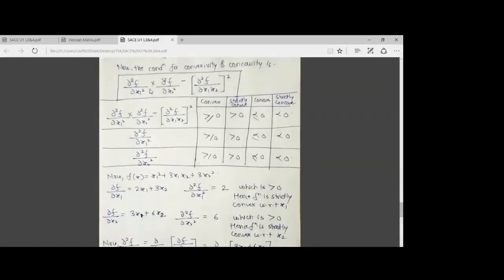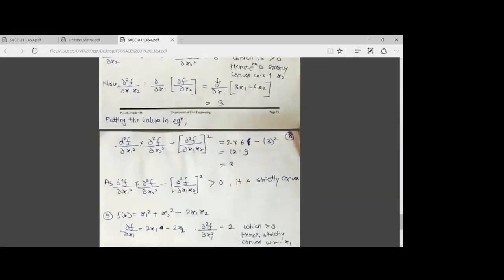Now I have got all the values. I got the value of the first term, the second term, and also the third term. Substituting in the equation, what was my ∂²f/∂x1²? The value was 2, into ∂²f/∂x2², the value was 6, minus (∂²f/∂x1∂x2) whole squared. The value is 3 squared. So 6 into 2 is 12, minus 9. So 12 minus 9 is equal to 3.